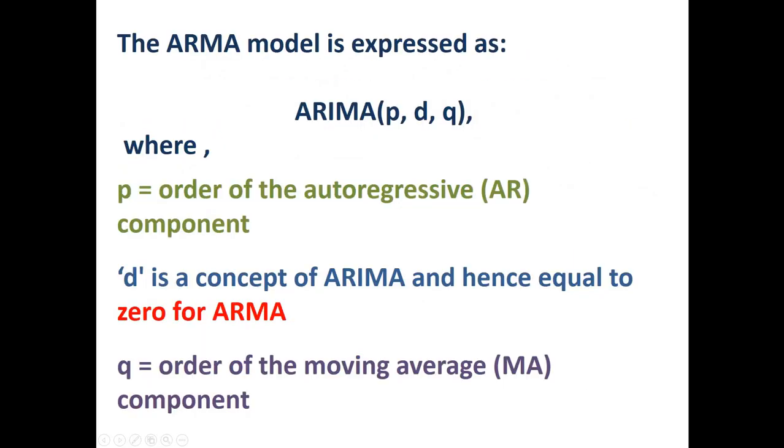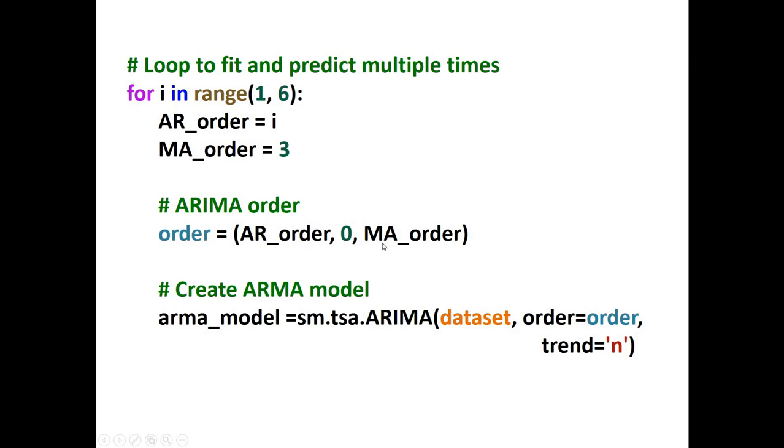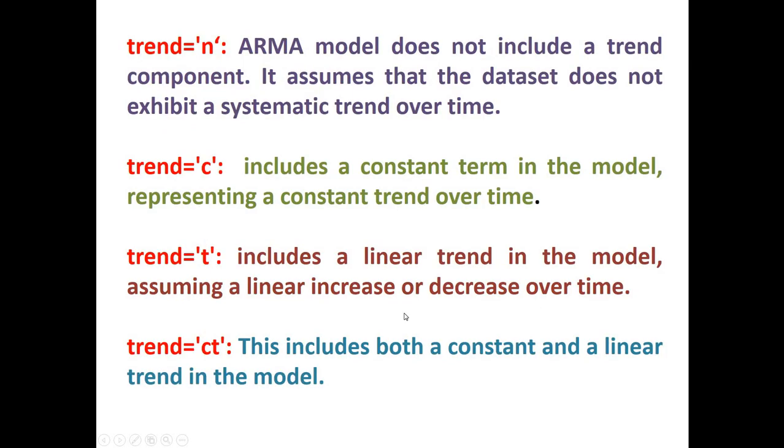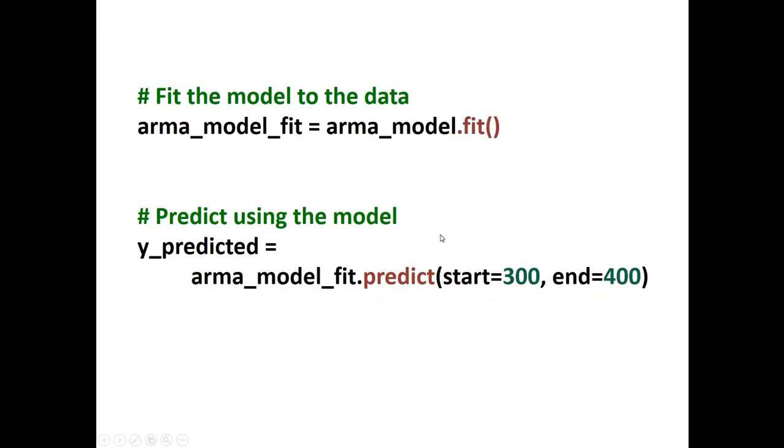Now you can see in the program the ARMA model is created, and here there are 4 options for the trend argument. Trend equal to n means it does not include a trend component; it assumes that the data set does not exhibit any systematic trend over time. Trend equal to c includes a constant term in the model, representing a constant trend over time. Trend equal to t includes a linear trend in the model, assuming a linear increase or decrease over time. And trend equal to ct includes both a constant and a linear trend in the model. In our case we have taken trend equal to n.